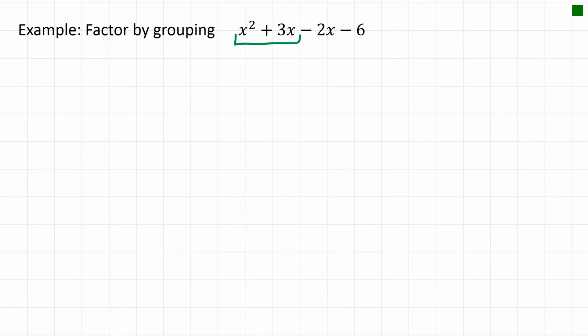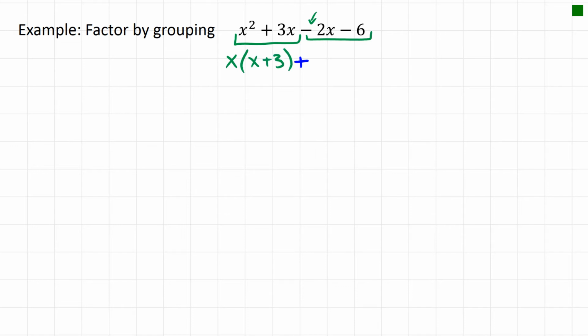So here's my pairs. Now it's important that this negative be here in the second group. Always keep the signs there. But I'm separating these groups by a plus sign. So I'm going to do my first factoring here of x squared and 3x. What do they have in common? Well, they have an x, and I'm left with x plus 3.